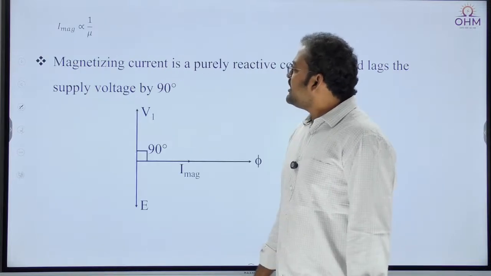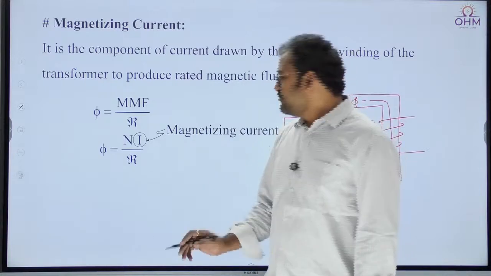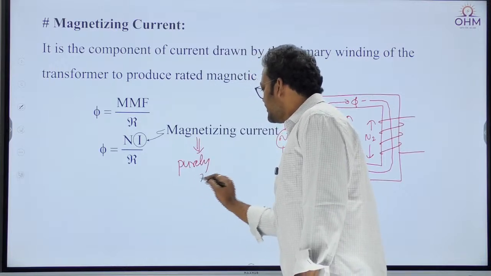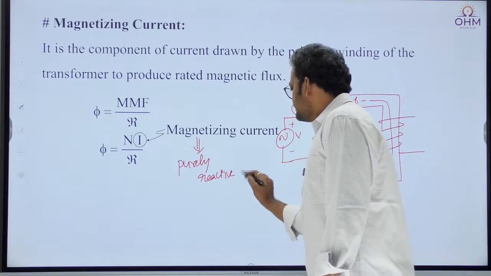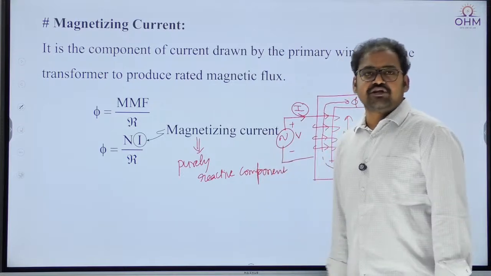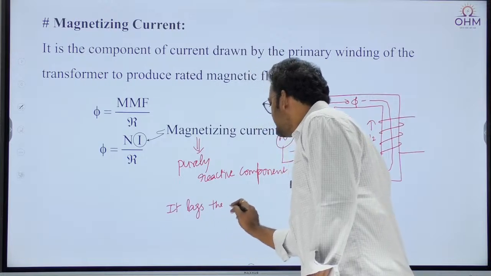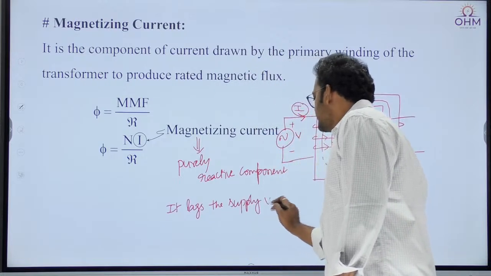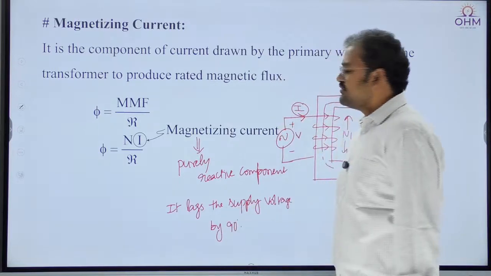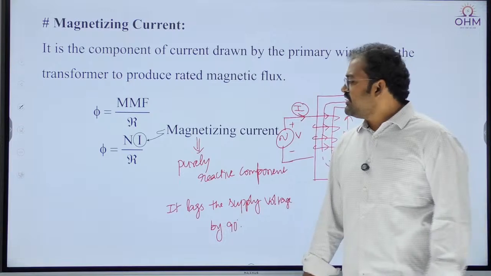Okay. And some important properties we need to understand. Magnetizing current is a purely reactive component, and it lags the supply voltage by 90 degrees. Understand? Okay. So magnetizing current is a purely reactive component, and it will lag the supply voltage by 90 degrees.